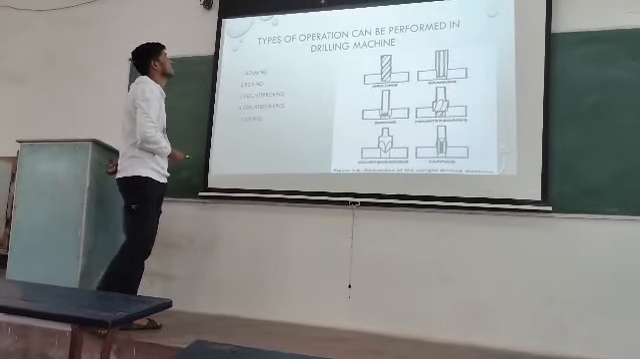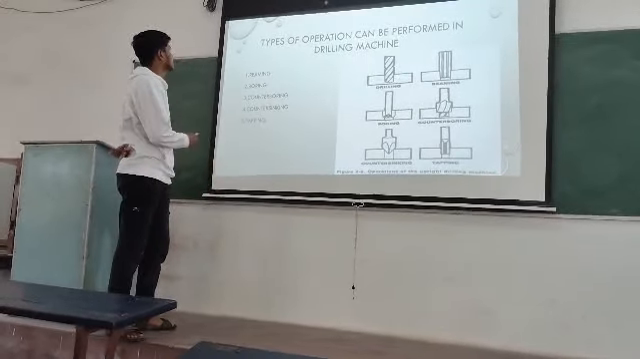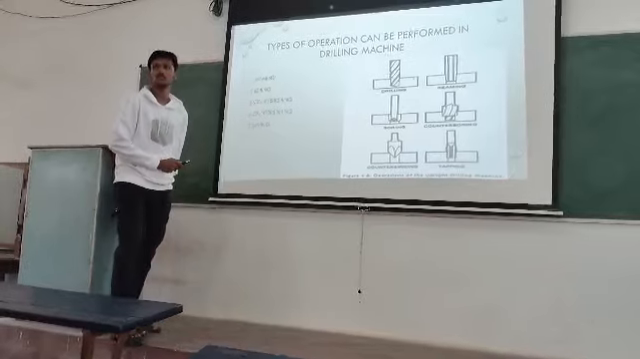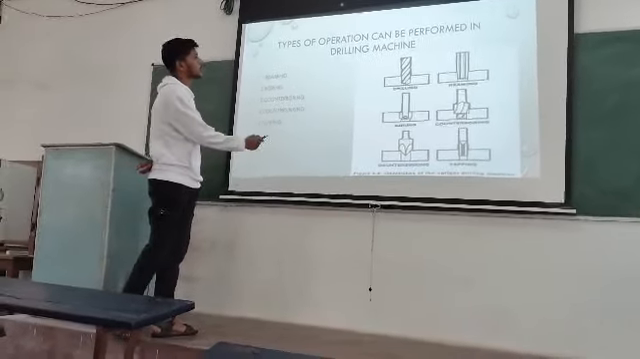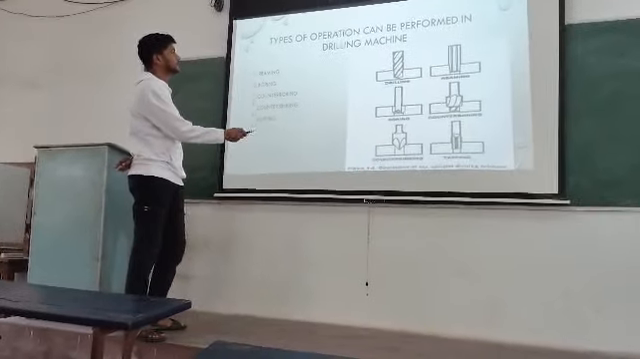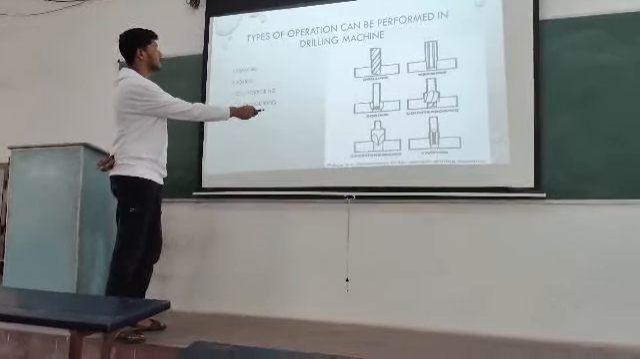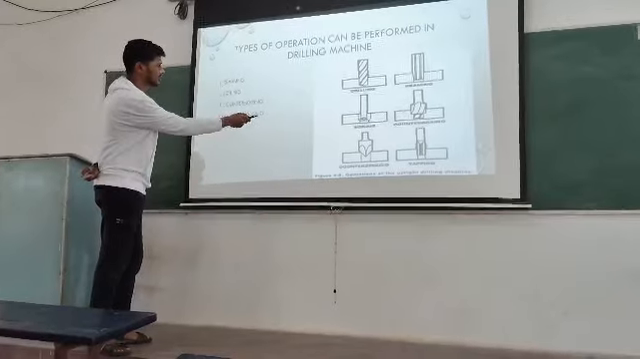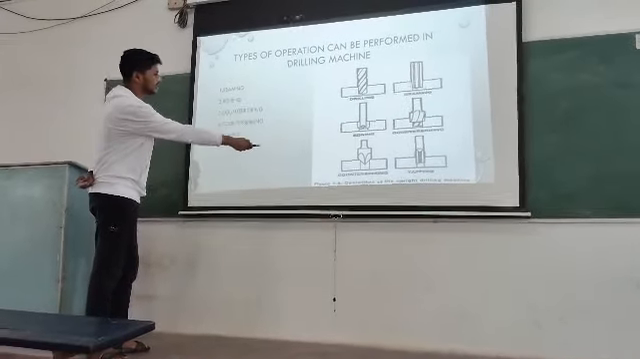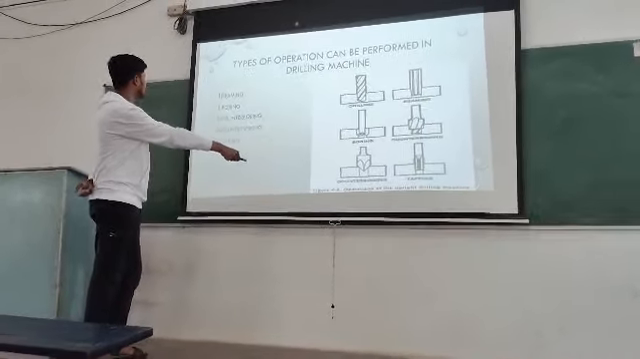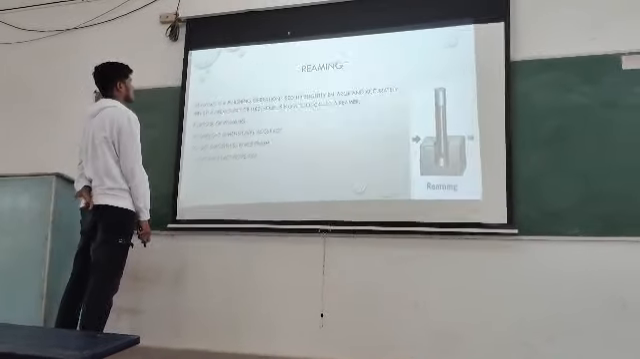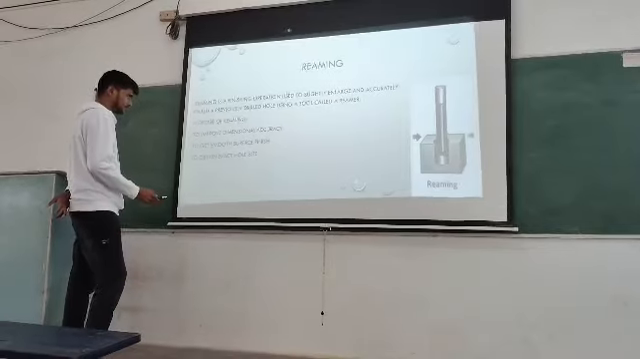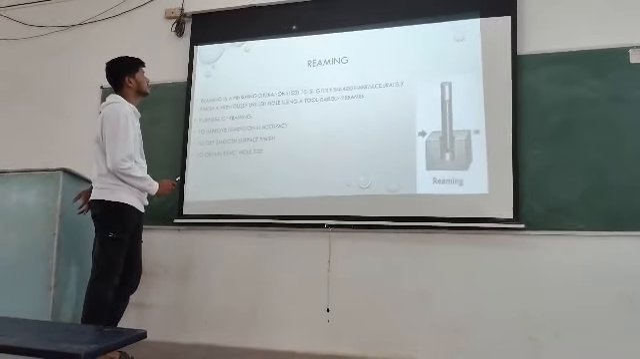Next. So, the types of operations that can be performed in a drilling machine. First one is reaming. As you see here, this is a normal drill which we do on normal days, and this is reaming. And this is boring, and this is counterboring, and this is countersinking, and this is tapping. So, the first operation is reaming.